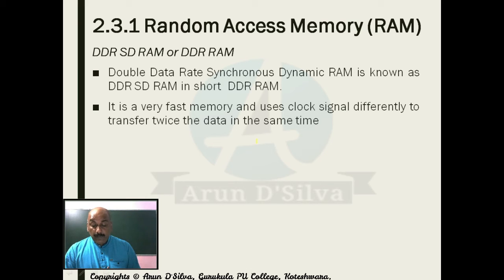EDO normally works at 66 megahertz, and static RAM at 166 megahertz, whereas in DDR RAM, DDR1 will be used at 400 megahertz, DDR2 will work at 800 megahertz, and DDR3 at 1600 megahertz. So in reality, DDR3 is costlier than DDR1 and 2. Okay, let me show you the figure.